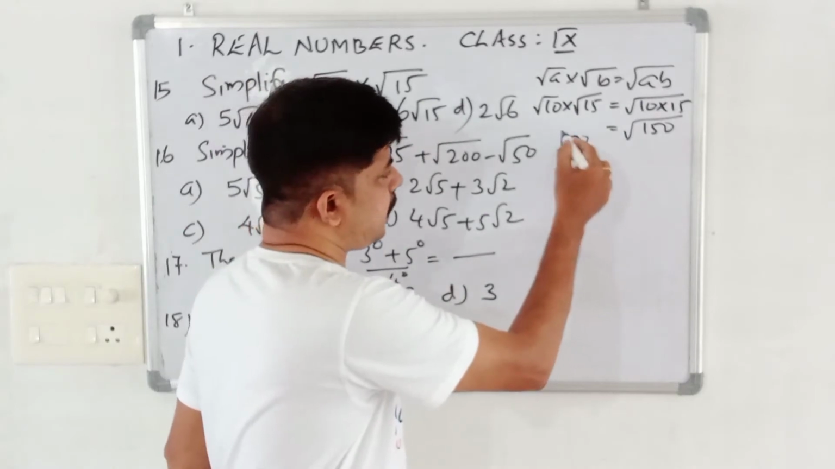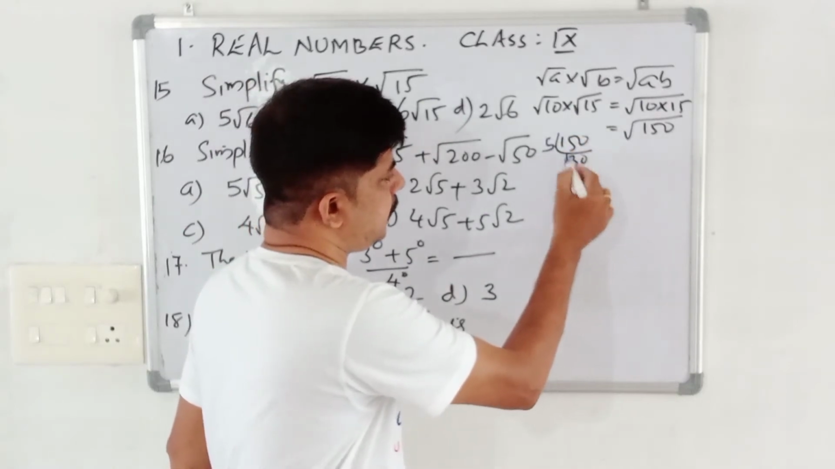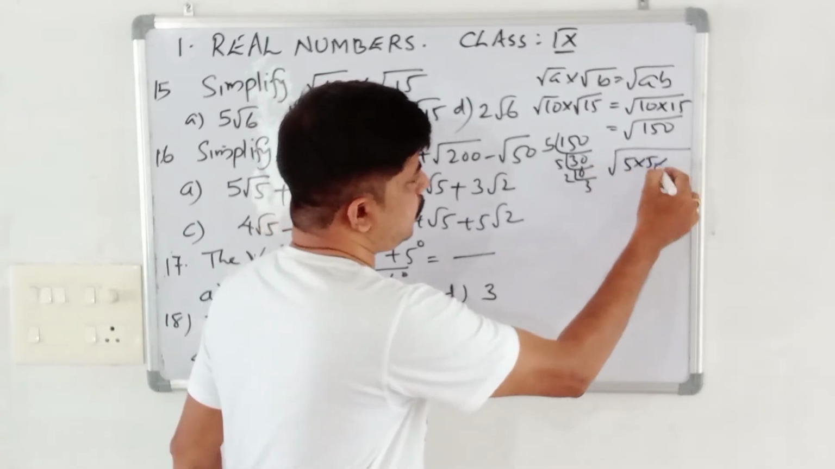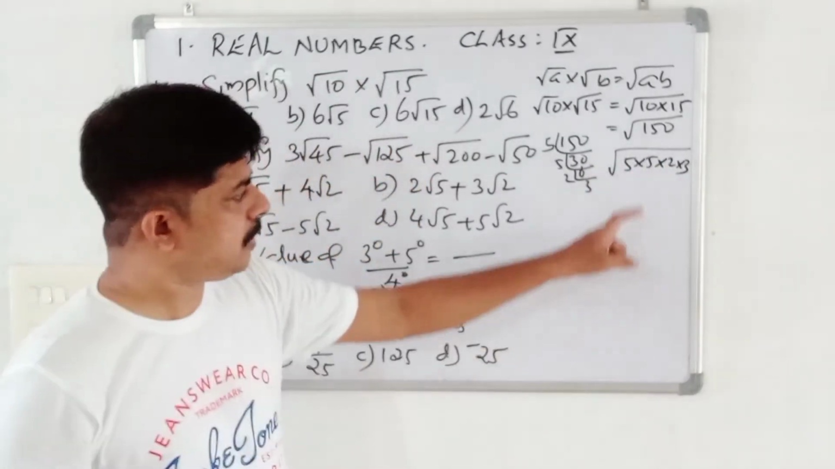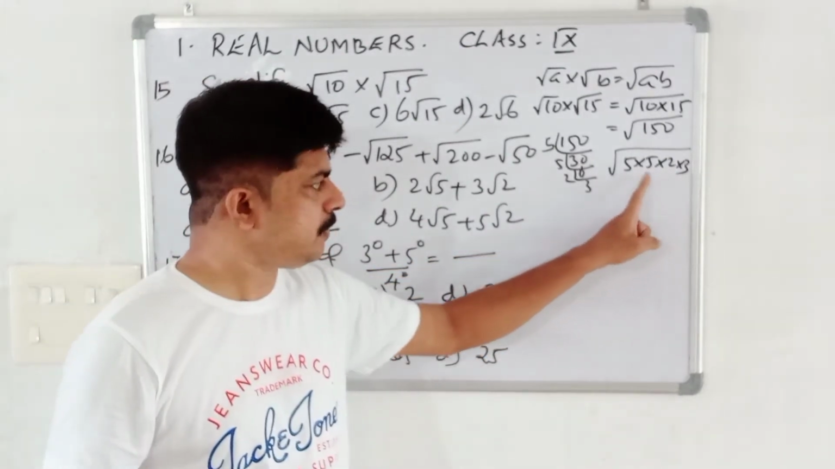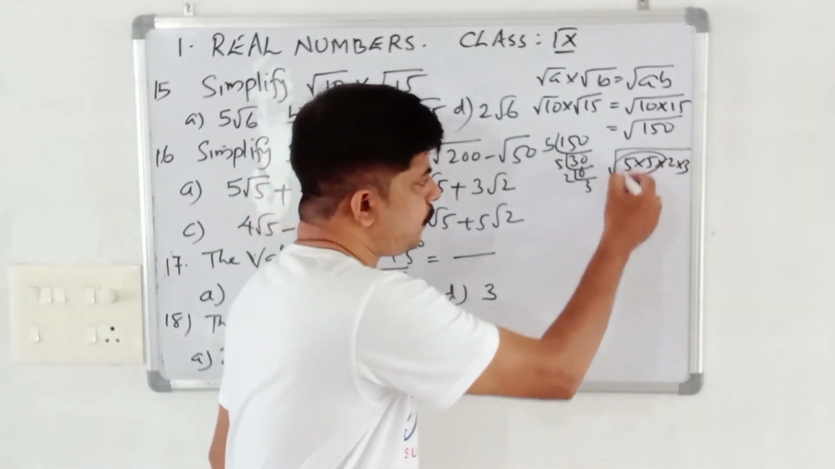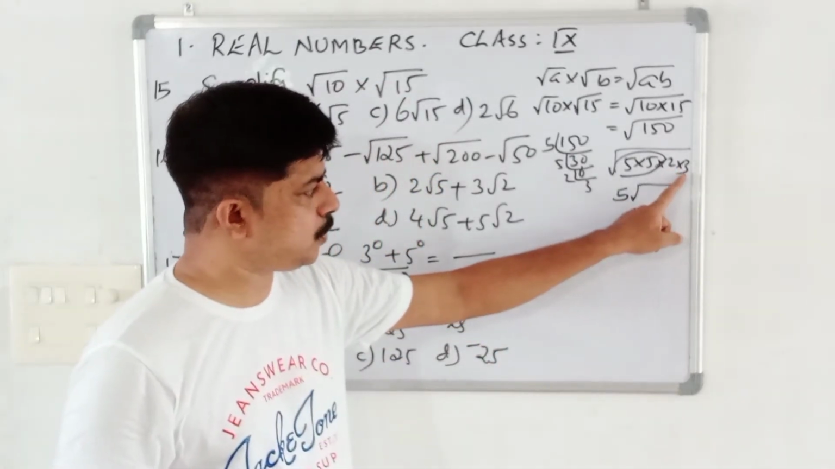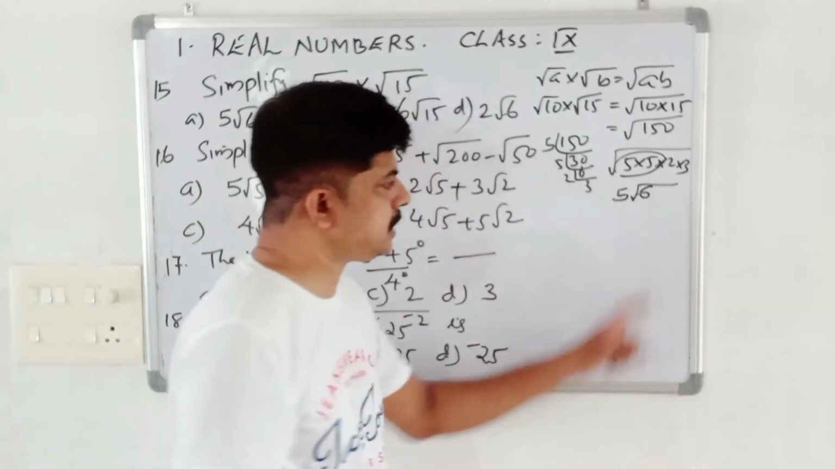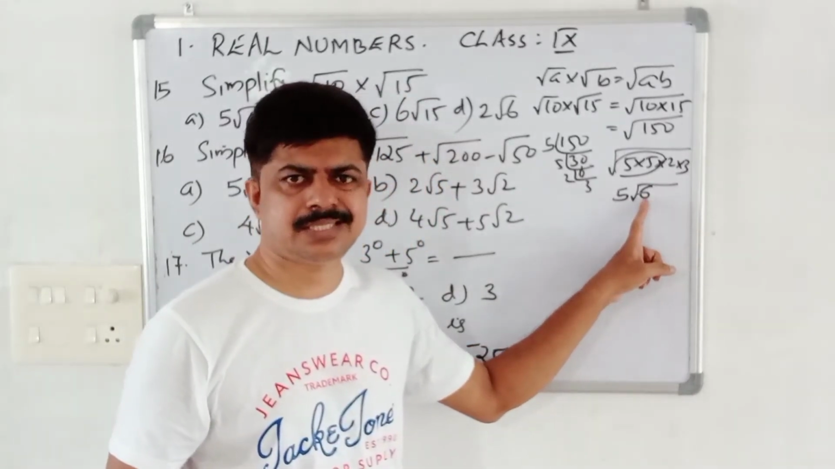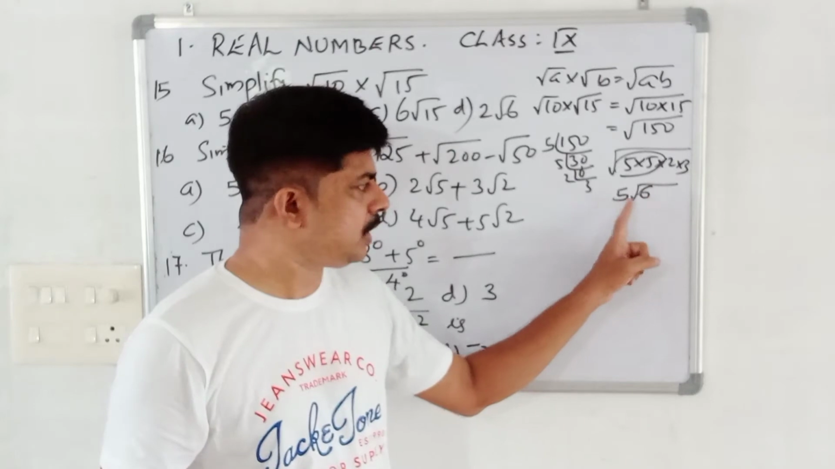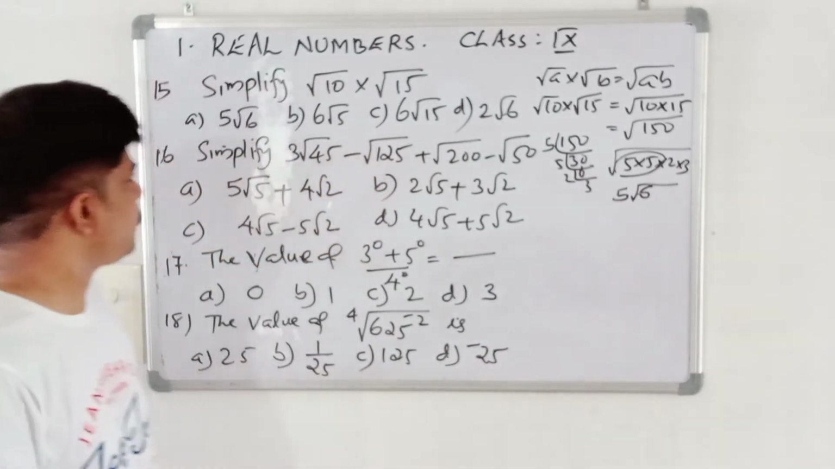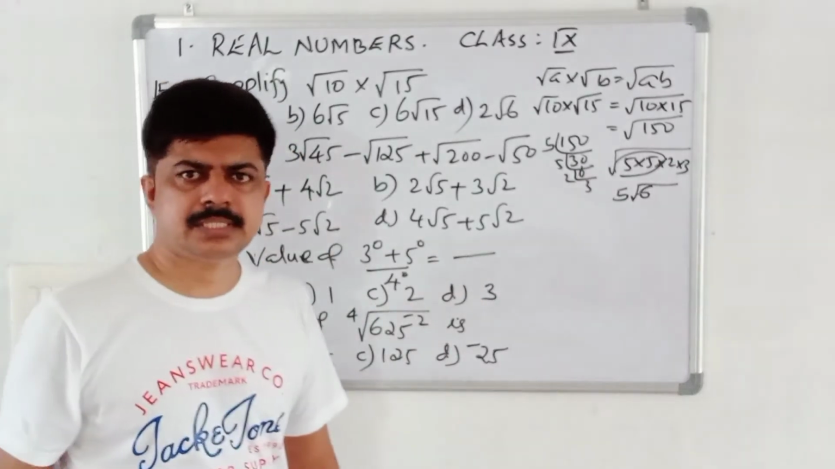Therefore 150 divided by 5 is 30, divided by 5 is 6, which is 2 into 3. Here we have 5 into 5 into 2 into 3. Therefore 5 is occurring as a pair, 5 into 5. Therefore the square root of 25 is equal to 5. This 2 and 3 are left inside the root, which can be written as root 6. This 6 is called the radicand. Together we can say radical expression. Therefore our answer is option A, 5 root 6 is the right answer.